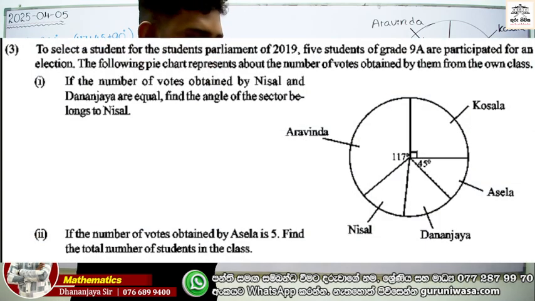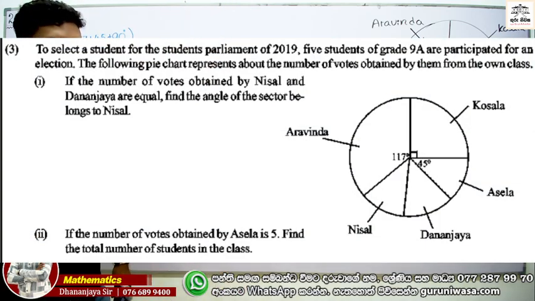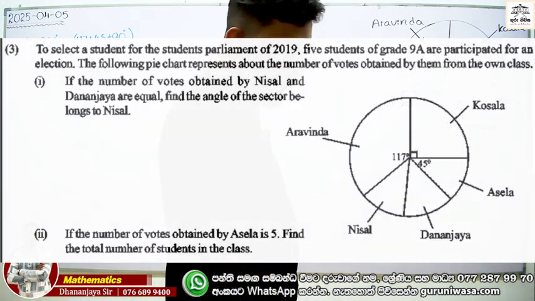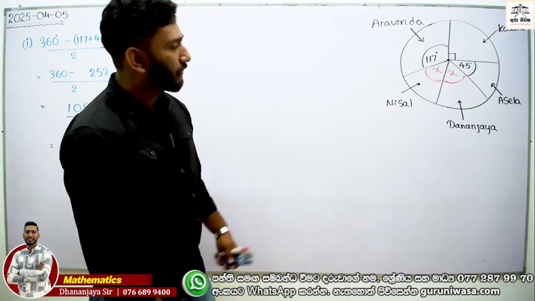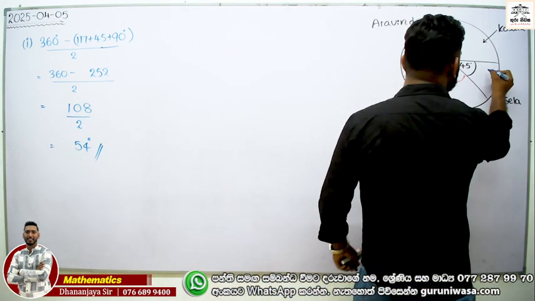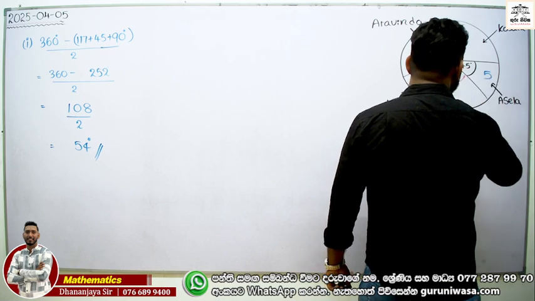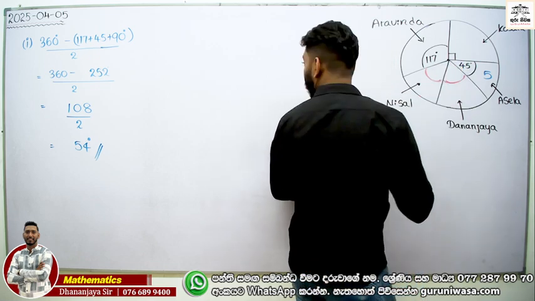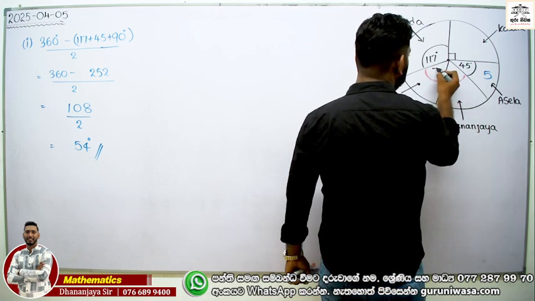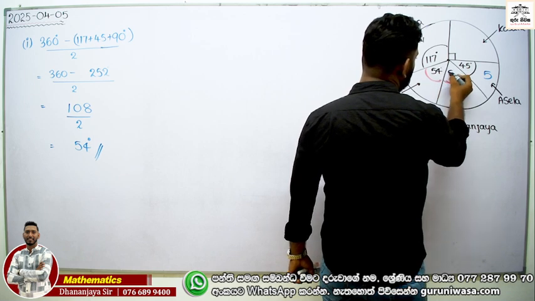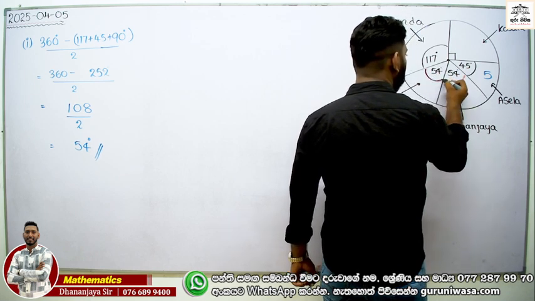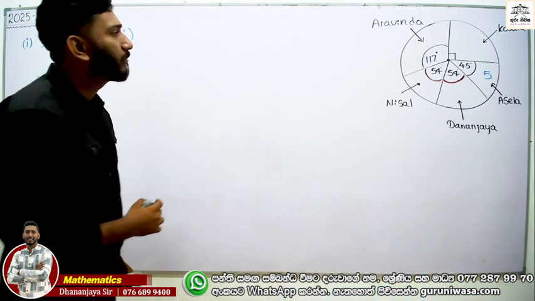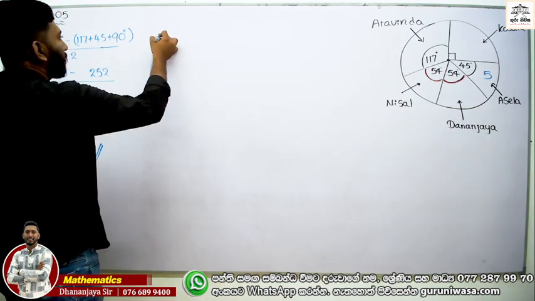Second question. If the number of votes obtained by Niwasa is 5, find the total number of students. Now we know the angles. We got 54 degrees.